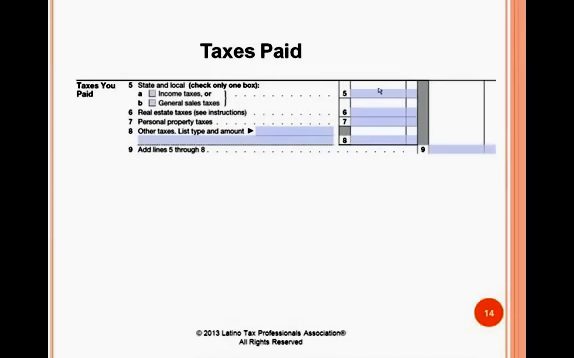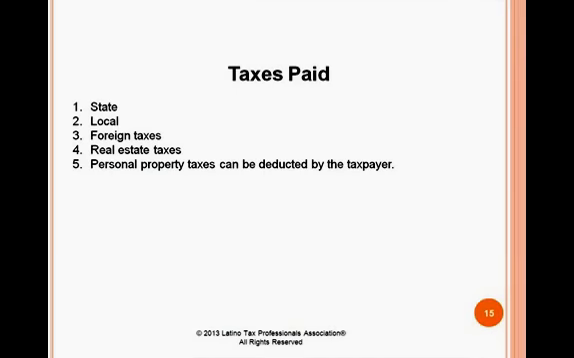The next section of the Schedule A, after medical and dental expenses, is taxes you paid. What taxes did you pay that you can use as a deduction on your federal taxes? State taxes. If you pay state taxes, those are deductible on the federal. Local taxes, if any, apply. Foreign taxes. How about real estate taxes or property taxes? Even personal property taxes can be deducted by the taxpayer, such as DMV fees.